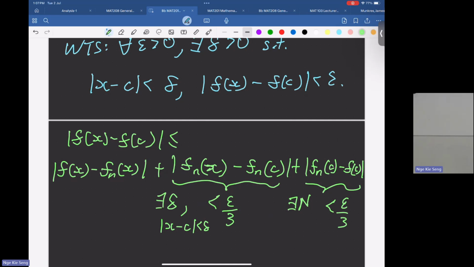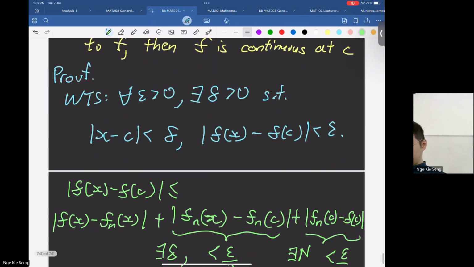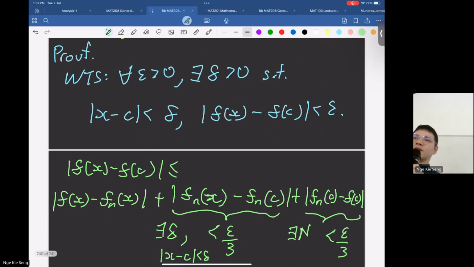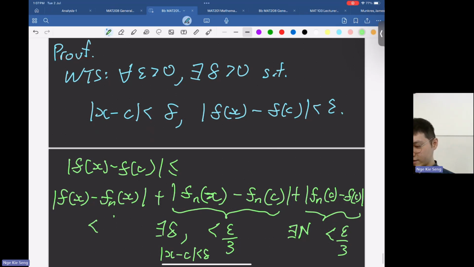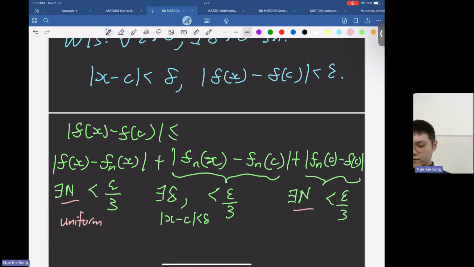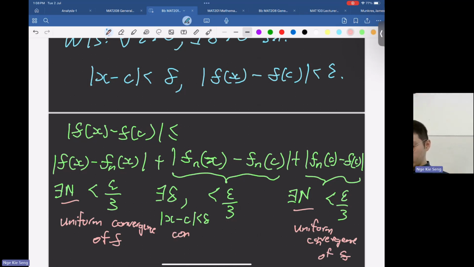So can we apply it to this x here? This thing should be less than epsilon over 3 using the same N here. Fair enough. This is by uniform convergence of f, and this is by uniform convergence of f. Then only the middle one will be given by the continuity of f_n.